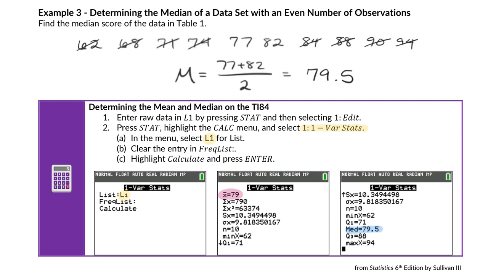Yeah, so you just make sure L1 is there as your list since that's where you put it. And then it tells you all the data. I'm eventually going to teach you what all the rest of these numbers mean and what they do. But today we have the mean and the median.